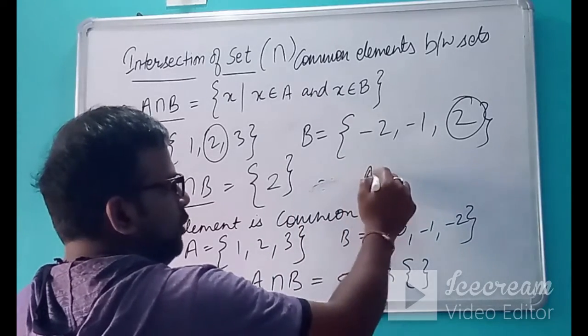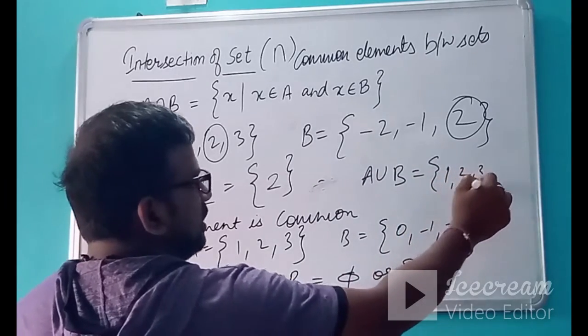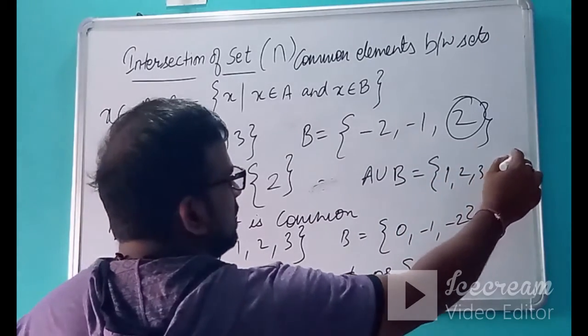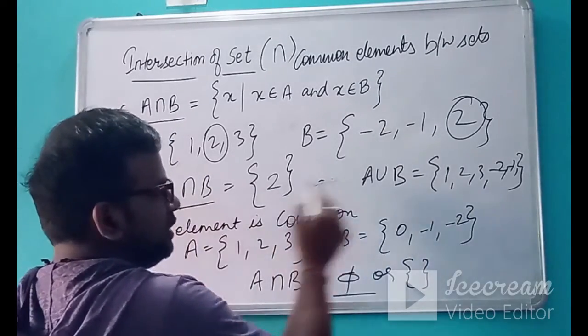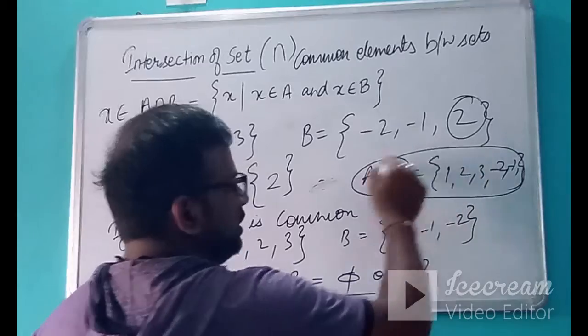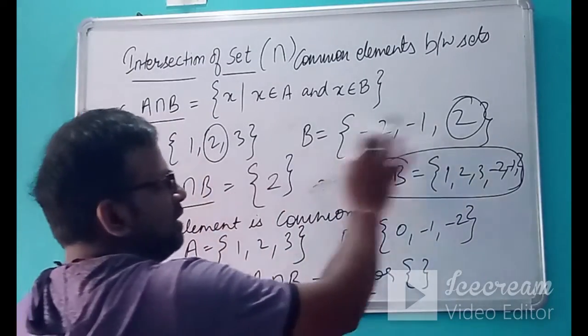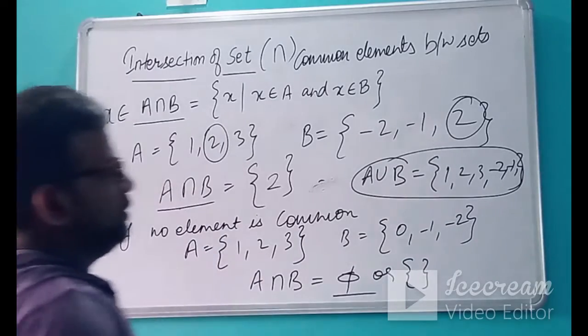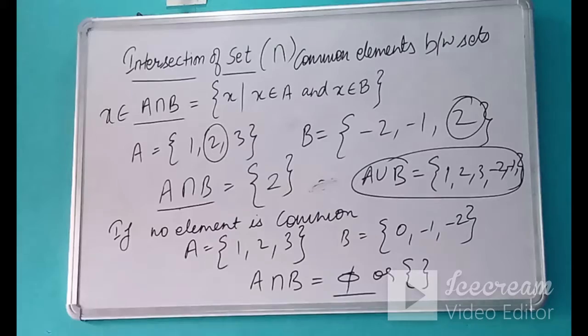Whereas what was A union B, if you remember, in this we are taking all the elements which are present in both the sets. So this is the main difference between A intersection B and A union B. In this we are taking all the elements, and in this we are taking only the common elements. So this is how you can calculate A intersection B.